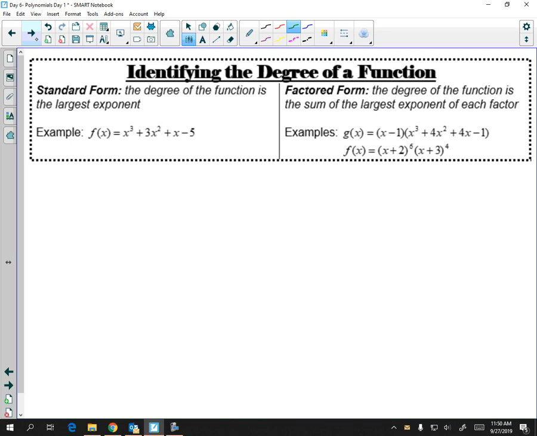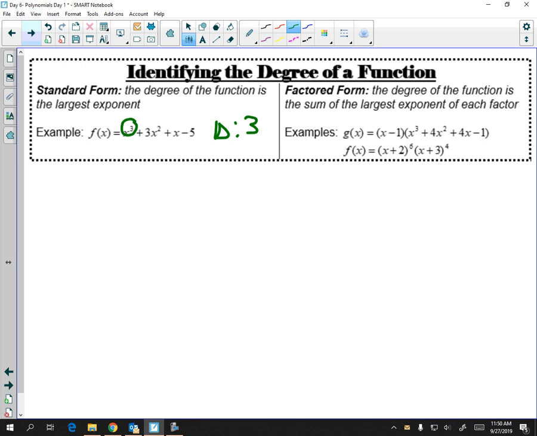Let's talk about identifying the degree of a function. In standard form, the degree of the function is the largest exponent. Your largest exponent is 3. So I have a degree of 3. Again, be careful, because if it's not in standard form, you need to put it in standard form first.